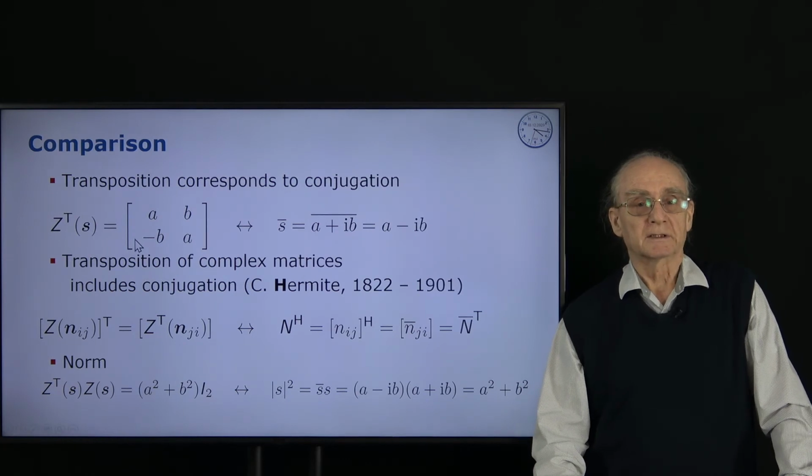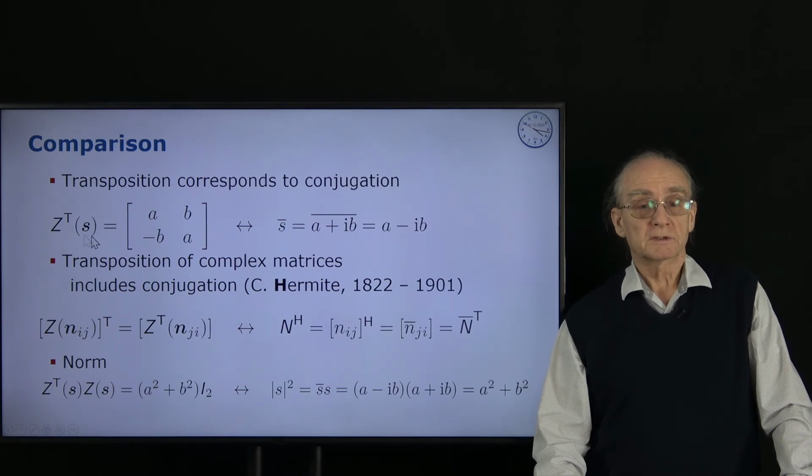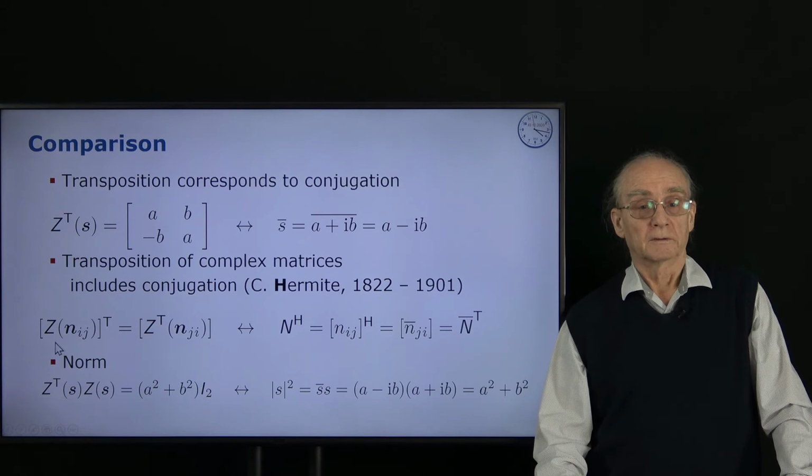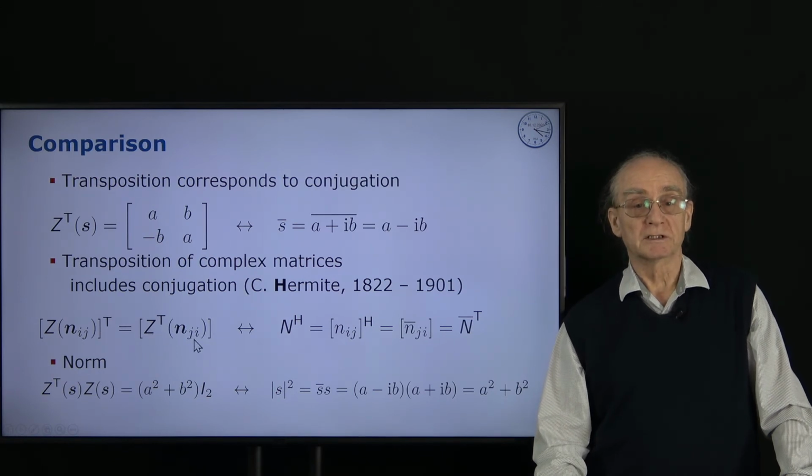Now there's an interesting link also to the transposed. So the transposed matrix is A, B, minus B, A. So this corresponds to the complex number A minus iB, which is the conjugate of S. And now this transposition transfers to complex matrices. So if you have a big matrix depending on two vectors, N, indexed with ij, and you transpose it, then you have to take the transposed of Z and exchange the indices.